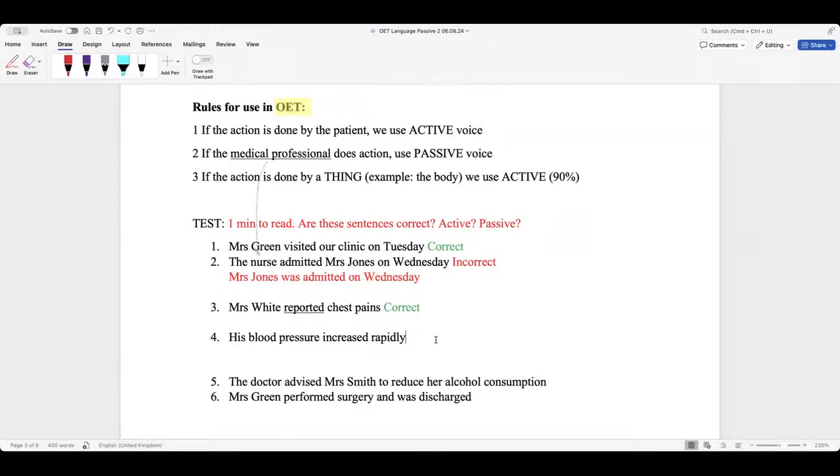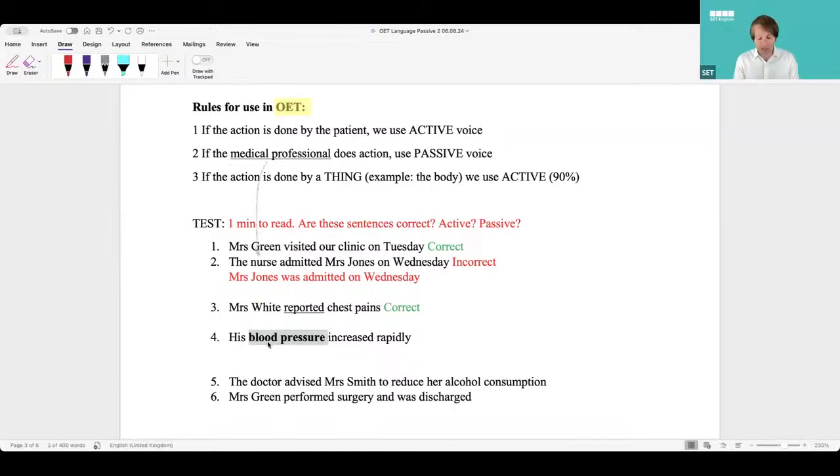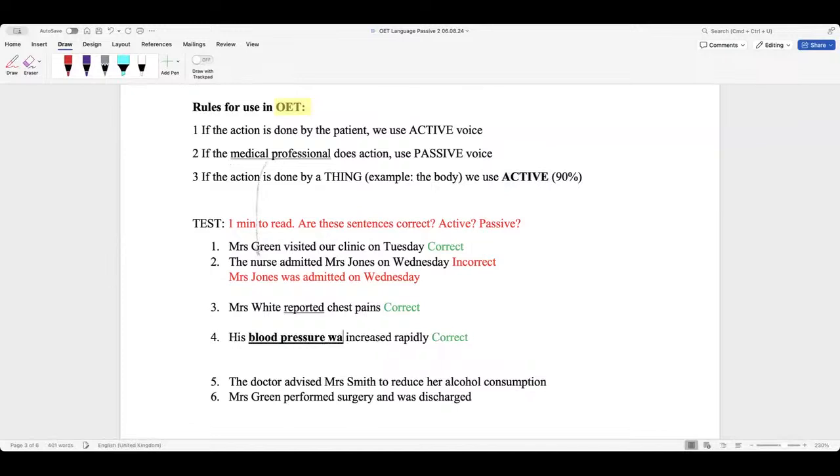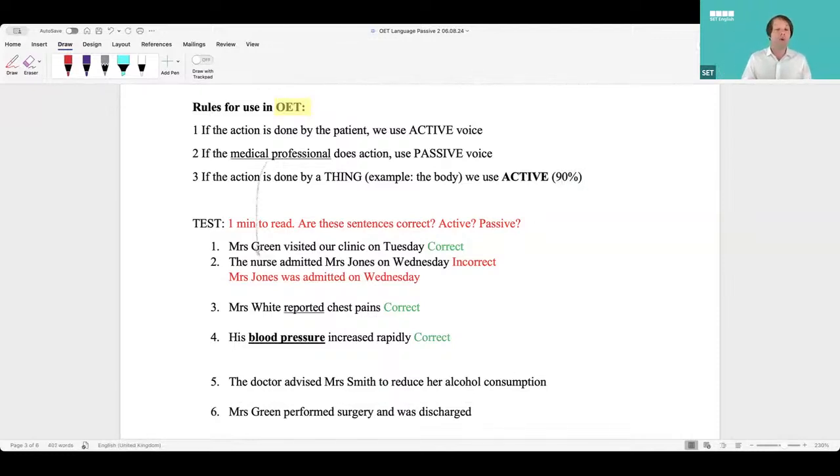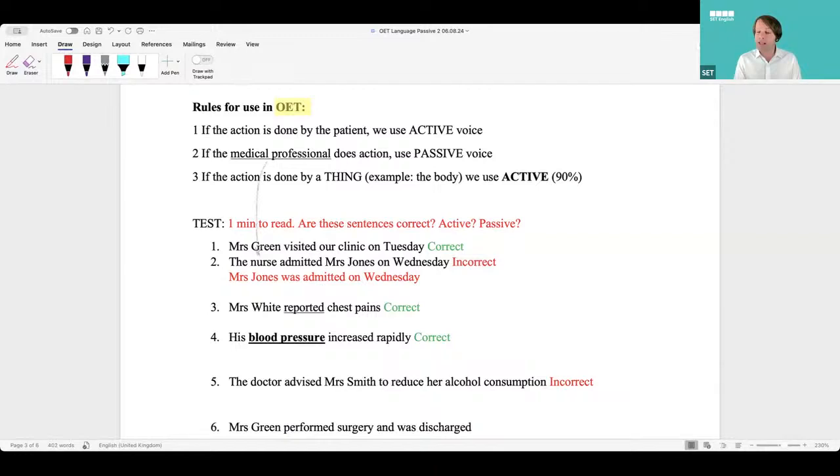His blood pressure increased rapidly. Correct. Is this number 1, number 2, or number 3? Number 3. And guys, keep your microphones off if you have a noisy background. So this is correct, isn't it? It's active. You don't say was increased. Usually 90%. Okay. Number 5, the doctor advised Mrs. Smith to reduce her alcohol consumption. Correct or not? Incorrect. We need to use passive because the doctor. It's so easy. So what should I say?